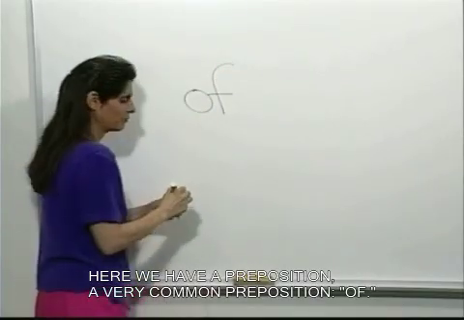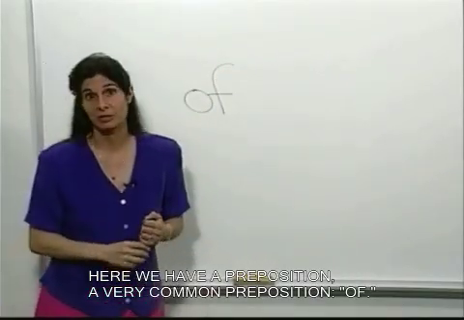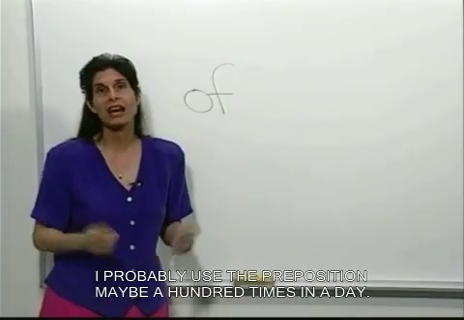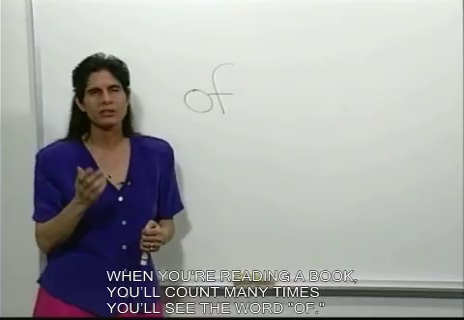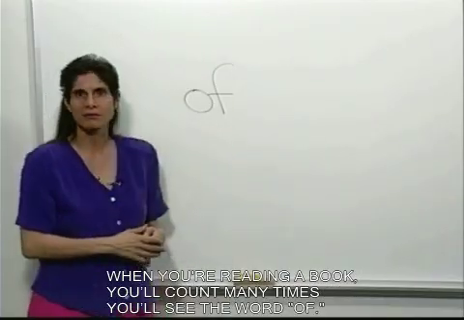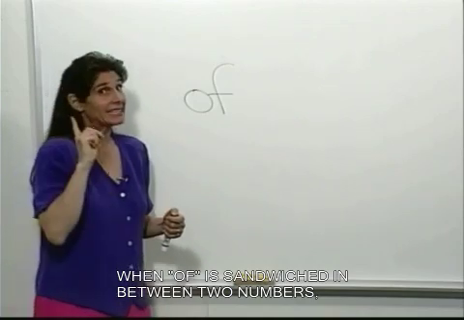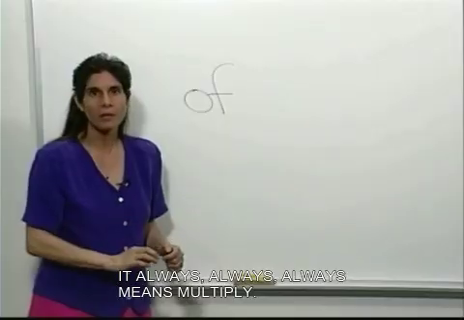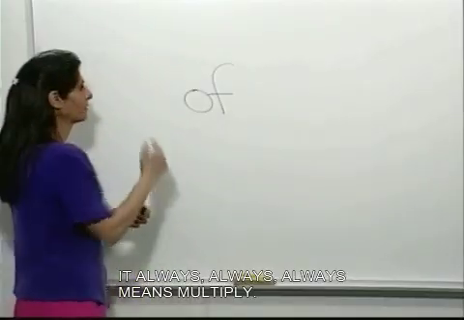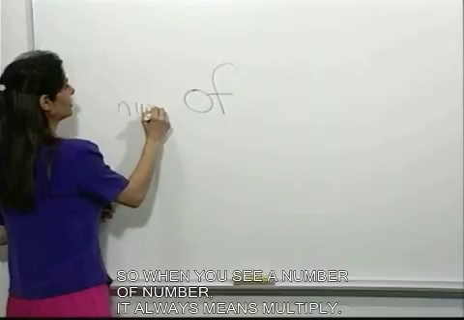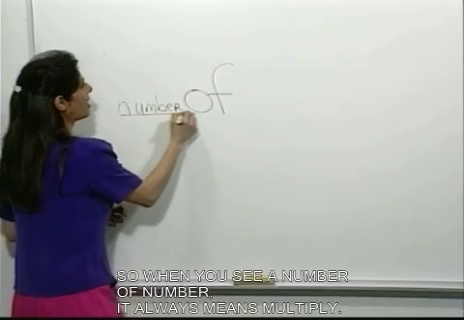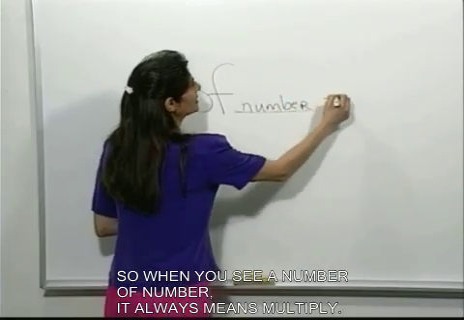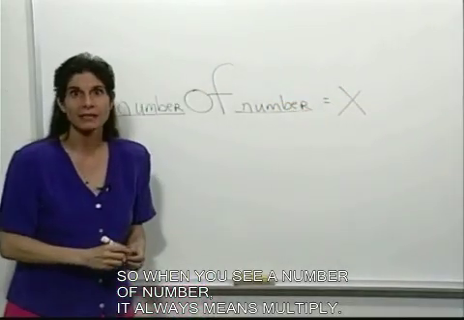Here we have a preposition, a very common preposition, "of." I probably use the preposition maybe 100 times in a day. When you're reading a book, you'll see the word "of" many times. When "of" is sandwiched in between two numbers, it always, always, always means multiply. So when you see a number of number, it always means multiply.